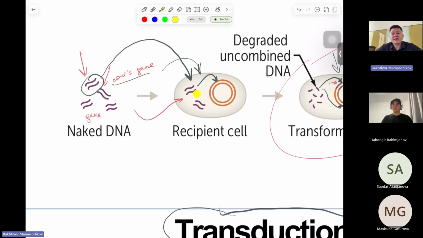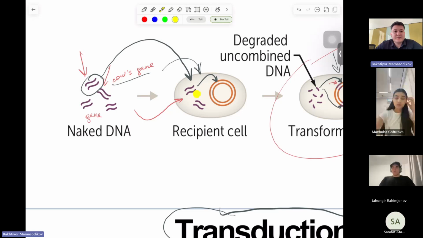So scientists take the gene for the insulin from humans and insert it into the E. coli. The transformed E. coli can now produce the insulin for diabetic patients. Okay, this is called what? This is called transformation. This is why the transformation is very important. Okay, good. Any questions about the transformation? No questions. Okay, I hope you understood.